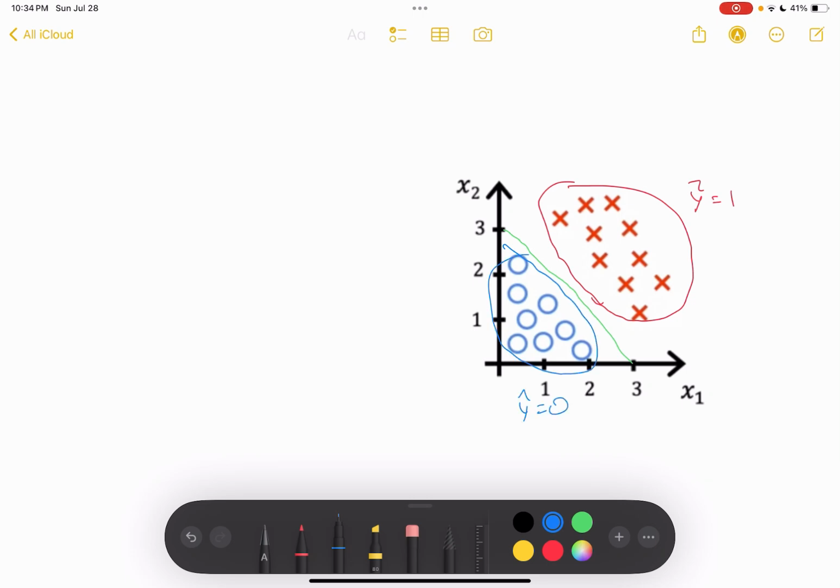Note though, if we had a different choice of parameters, if our values w1, w2, and b weren't 1, 1, and -3, then our decision boundary, our line, might have looked completely different, and it might not have categorized the data as well. It might have looked something like that.